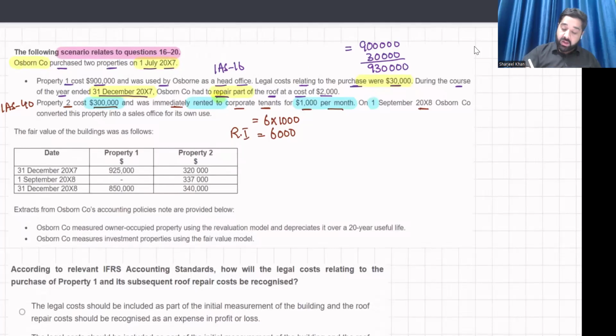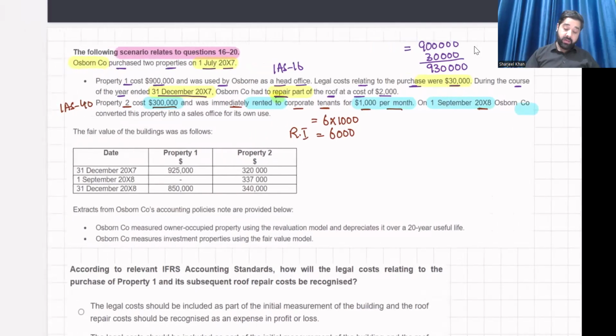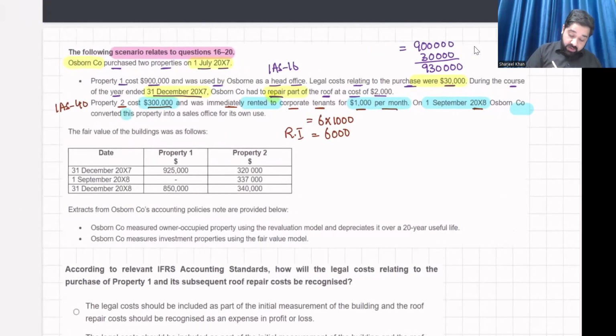Now the examiner is talking about 1st September 20x8. 20x8 means the next accounting year, not the current year. The current year is 20x7. Osborn Company converted this property into a sales office for its own use.